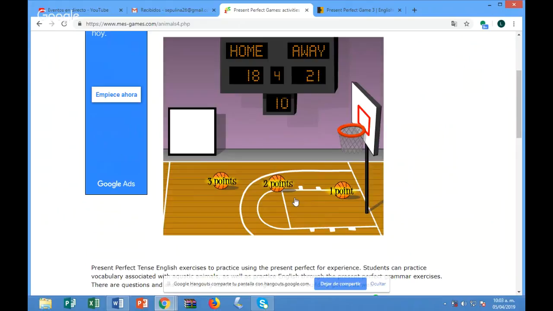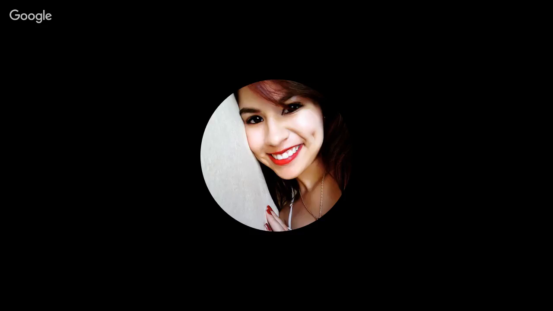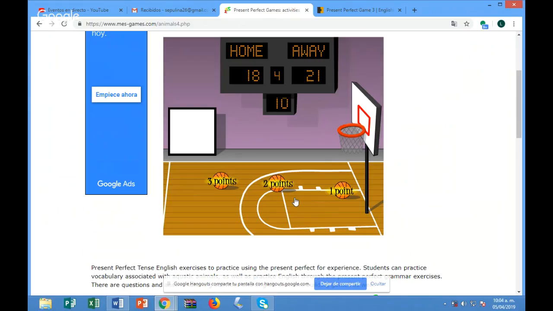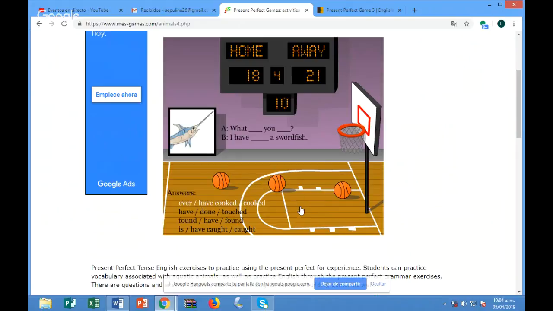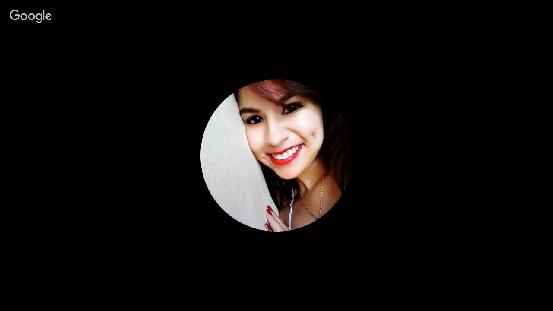And this is actually a tough tense to practice, because we always need to start to use this kind of verbs, regular and irregular, and it's kind of complicated for us because it's a lot of verbs, but we need to start to practice with this kind of games. Okay, so next one.